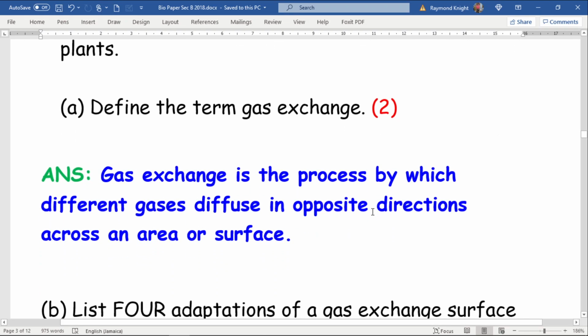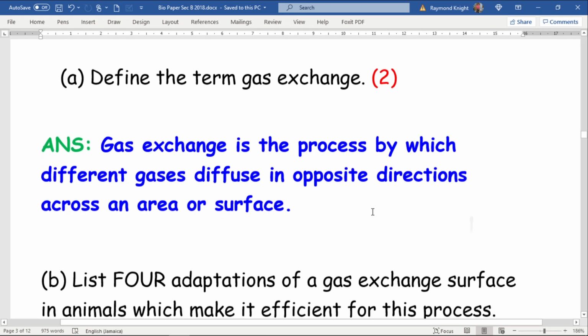And gas exchange is the process by which different gases diffuse in opposite directions across an area or surface. So again, the words used here, they diffuse in opposite directions. In other words, they're exchanging one for another. That's why the word exchange is in the term gas exchange. One gas is exchanging with another by diffusing across the membrane in different directions, okay? And this is possible because of a difference in concentration. We'll get into that next time.